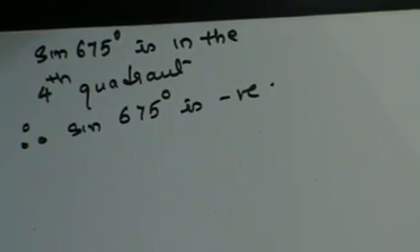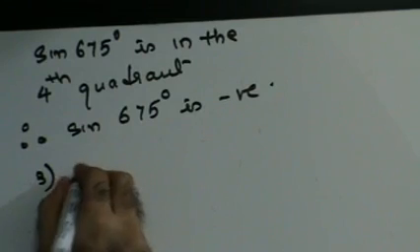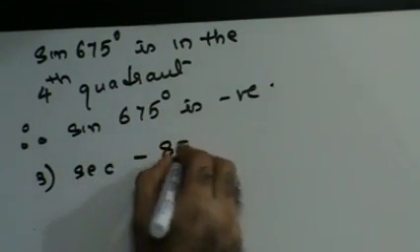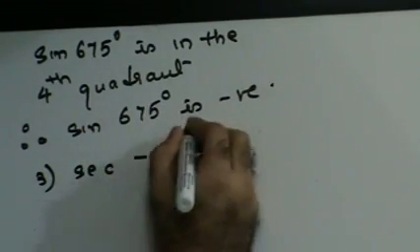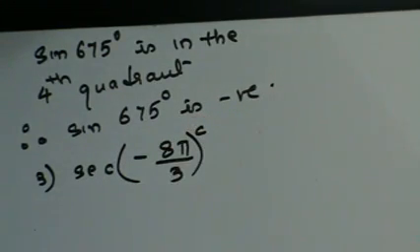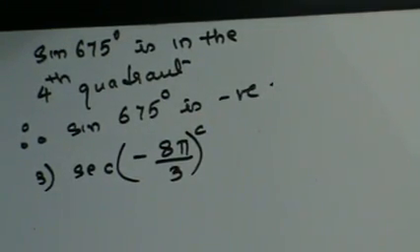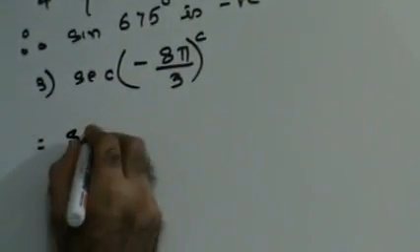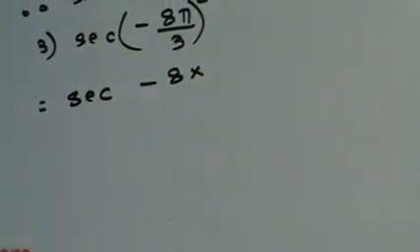Right? Let's see another sum of this kind, guys. Suppose if I have sine minus 8 pi by 3 radians. Right? Now guys, let's see this. First, let's convert this into degrees. How do I convert from radians to degrees? Very simple, guys. Sine minus 8.